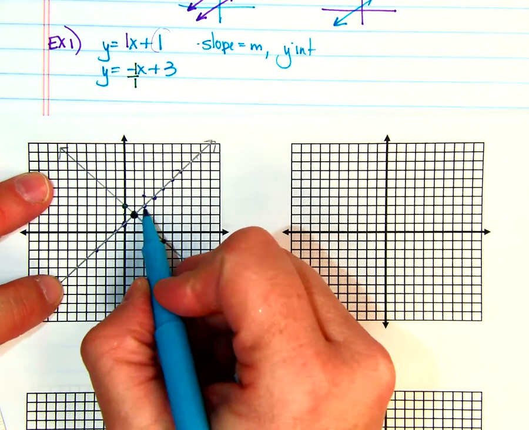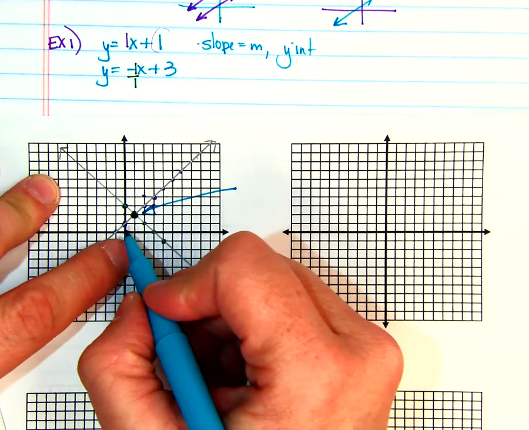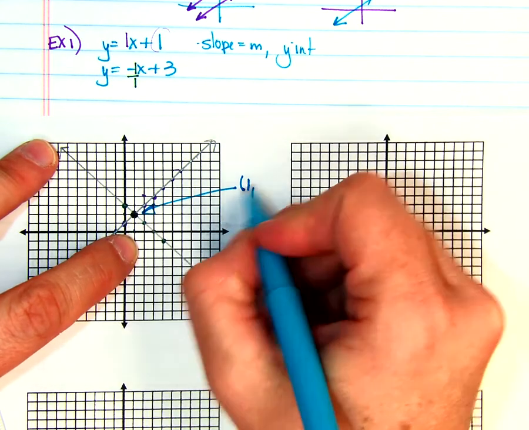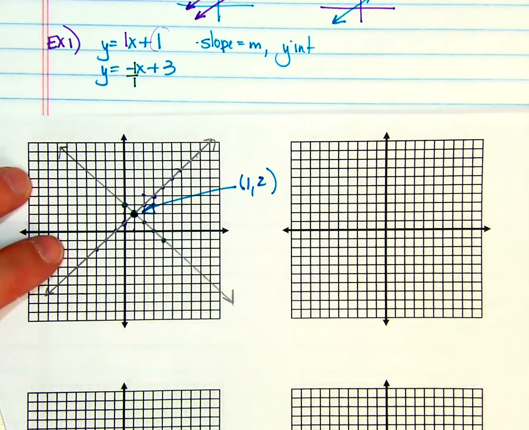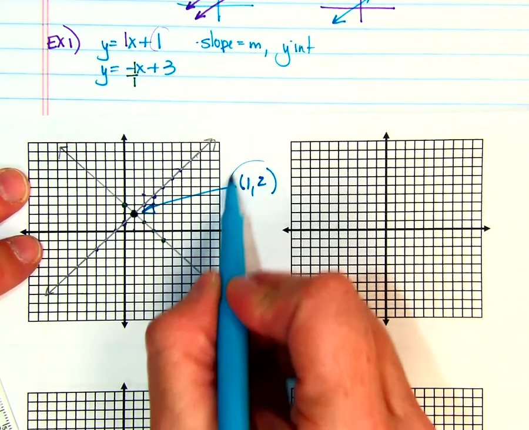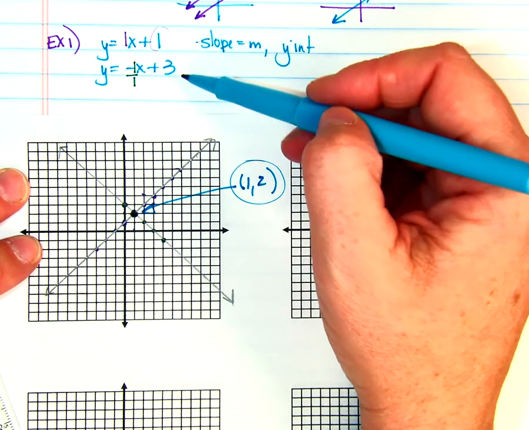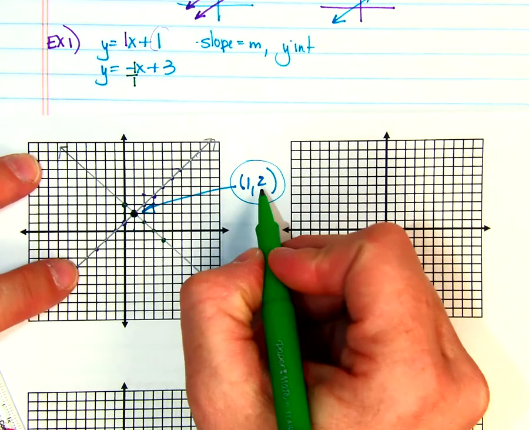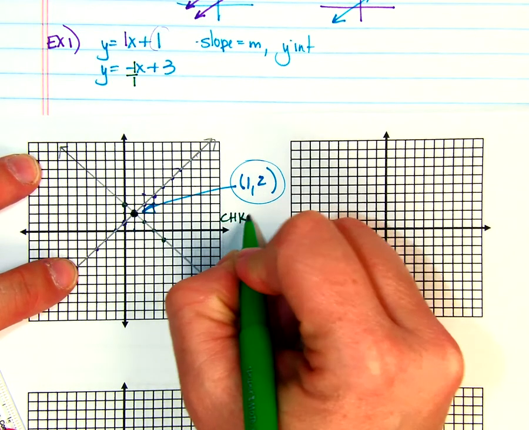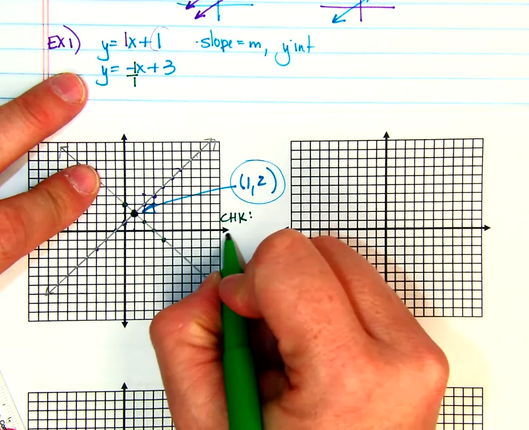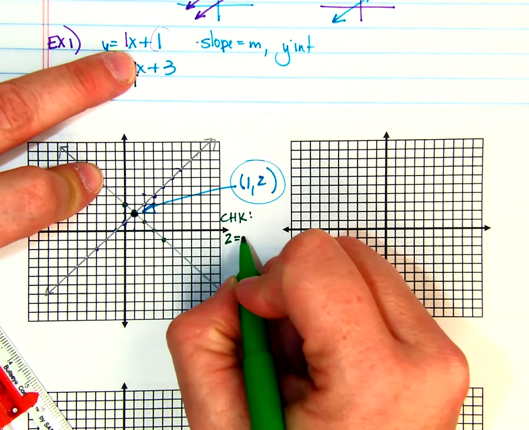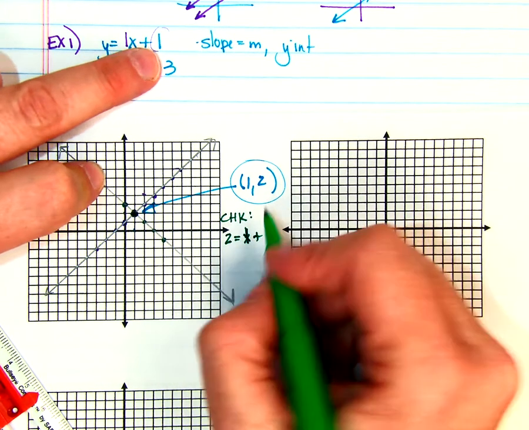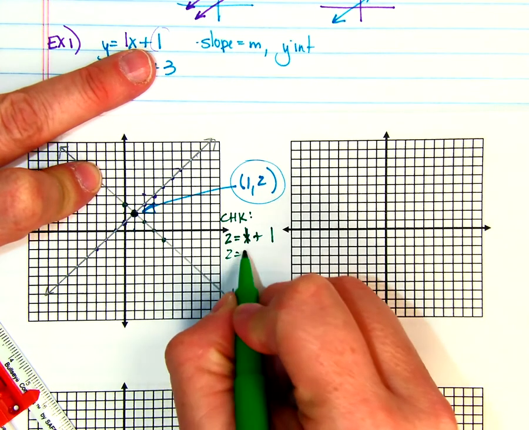Remember, do not confuse this with slope. This is a point. So to the right, 1, and up 2. So what we're saying is that this ordered pair will work in both of these equations. So let's check that real quick. I have my y. This is my check. My y is 2 equals x, which is 1, plus the 1 that is already there. I end up with 2 equals 2.